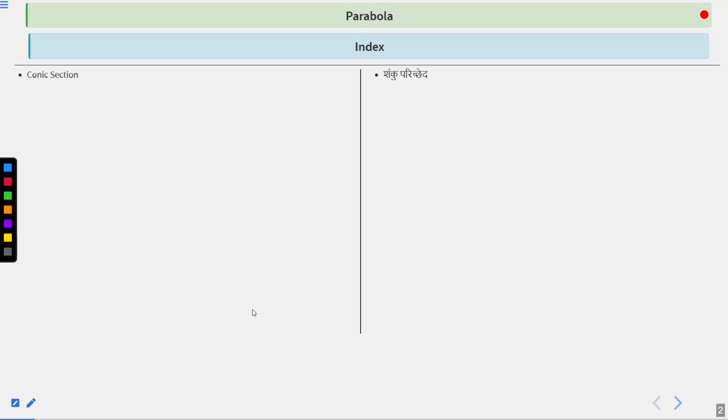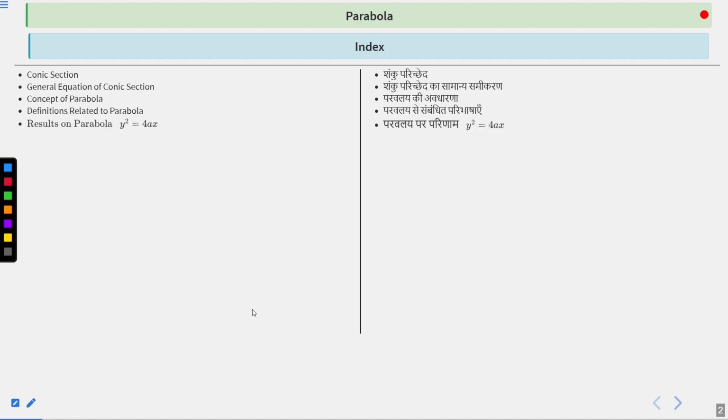So in this section, we will study first the conic section. What is conic section? After that, we will discuss the general equation of conic section. We will discuss the concept of parabola, definitions related to parabola, results on parabola, y square is equal to 4ax. We will discuss the position of a point, line and parabola.